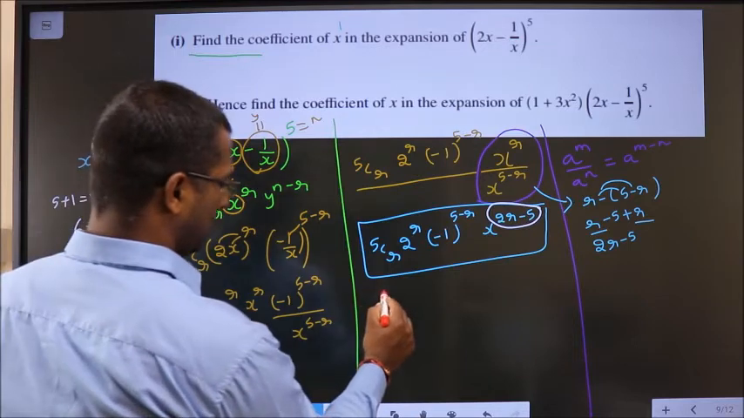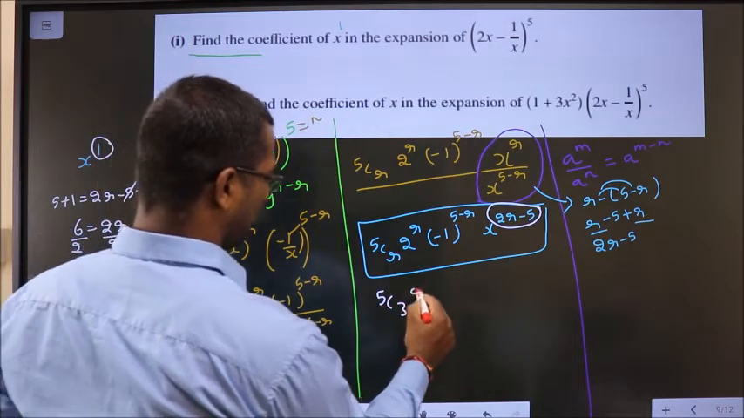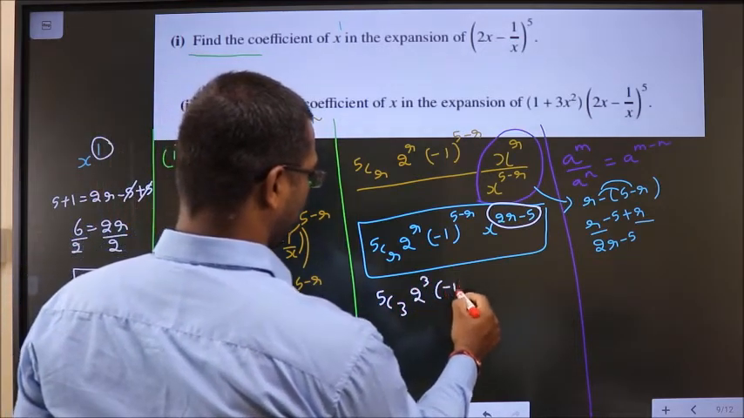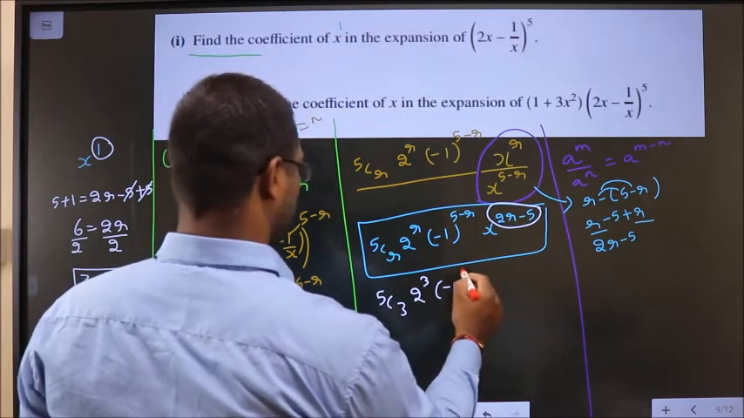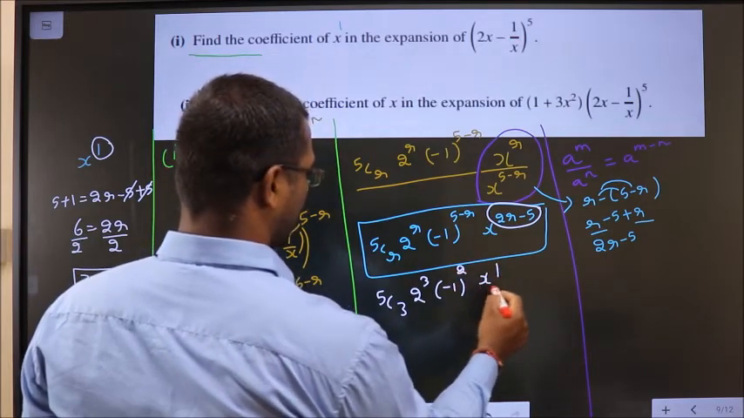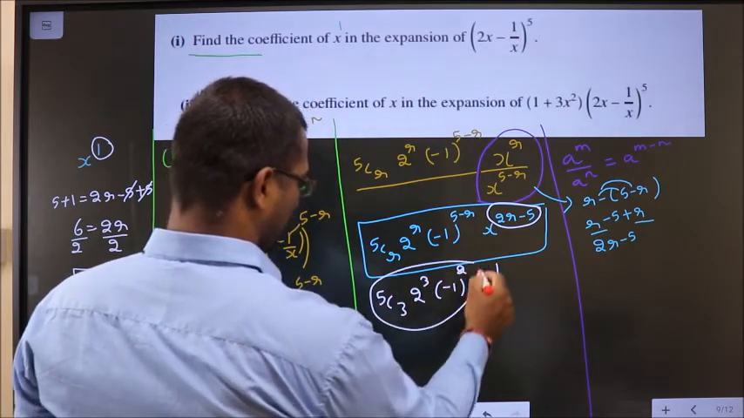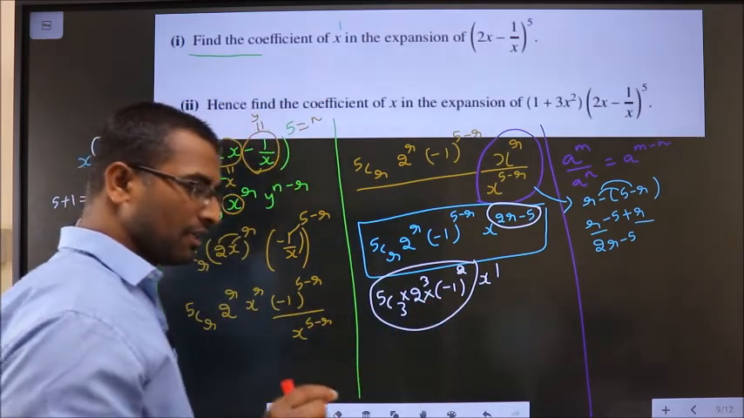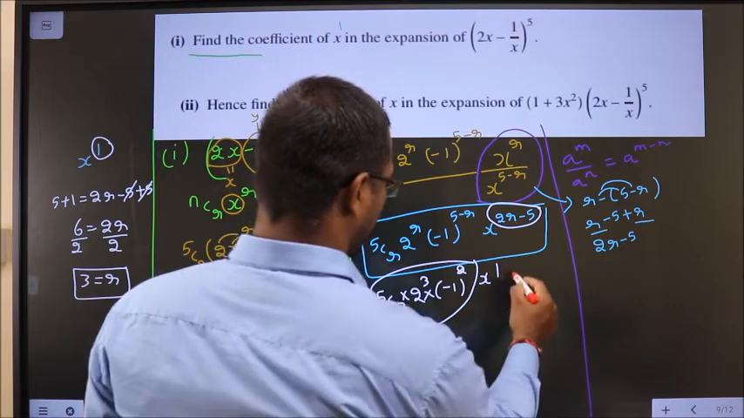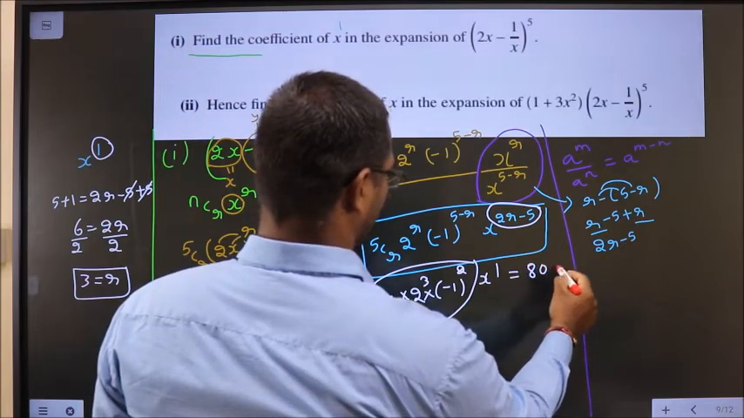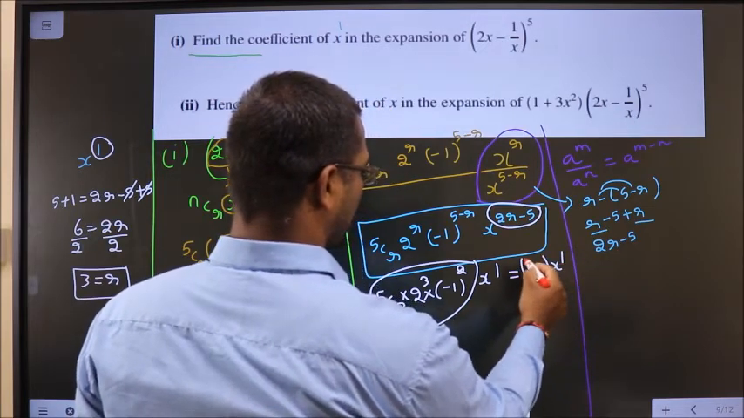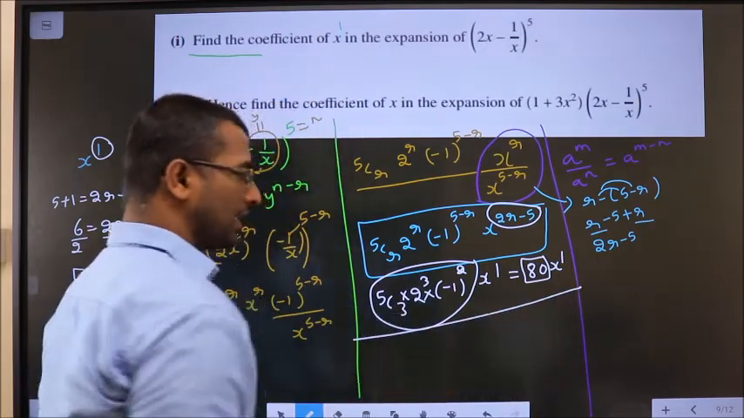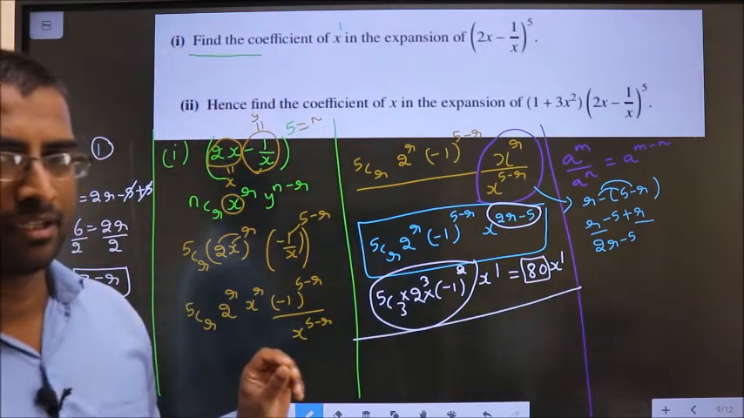So if I replace, that will be 5C3, 2^3, (−1)^(5−3) is 2, into x^1. Now put this entire thing at once in the calculator. You get the answer to be 80. So the coefficient of x^1 is 80. That completes our first bit.